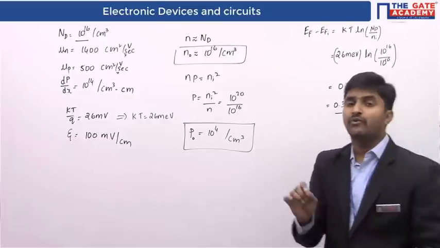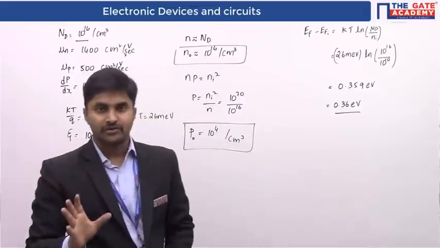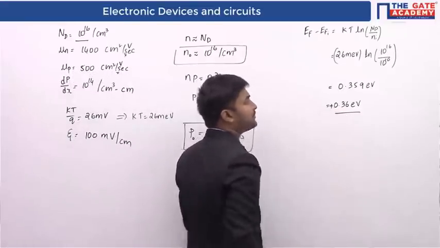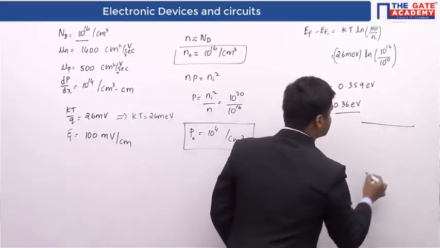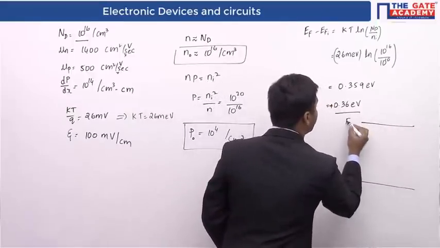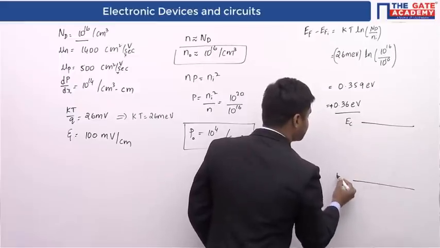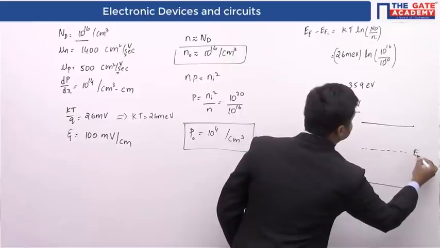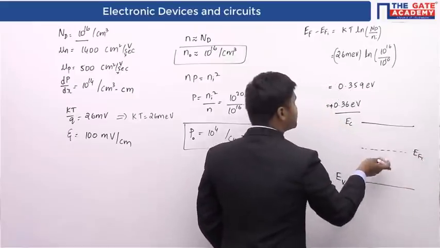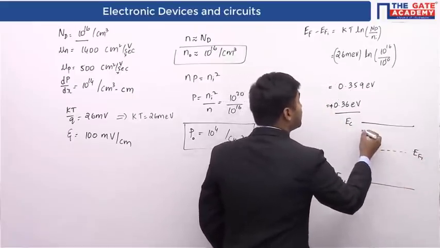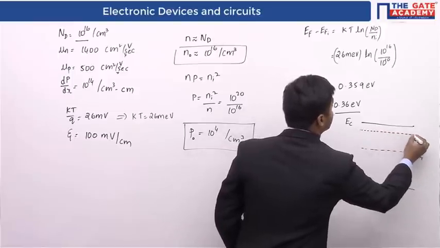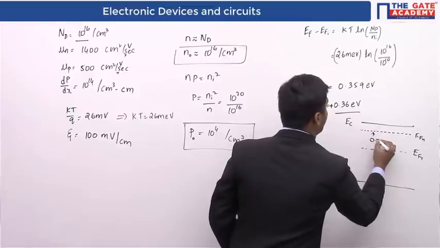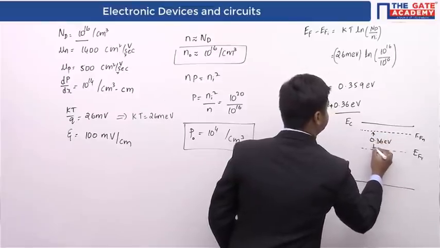This is the value of Fermi shift with respect to the intrinsic Fermi level, and you can see it is a positive value. If it is a positive value, it means that the Fermi level moves up. Let me consider this is the minimum energy level of the conduction band, this is the maximum energy level of the valence band. Here we have a Fermi level which is intrinsic. Now when you dope with N-type impurity, your Fermi level is going to be shifted to something like this, EFn. So the shift here is going to be 0.36 electron volts.